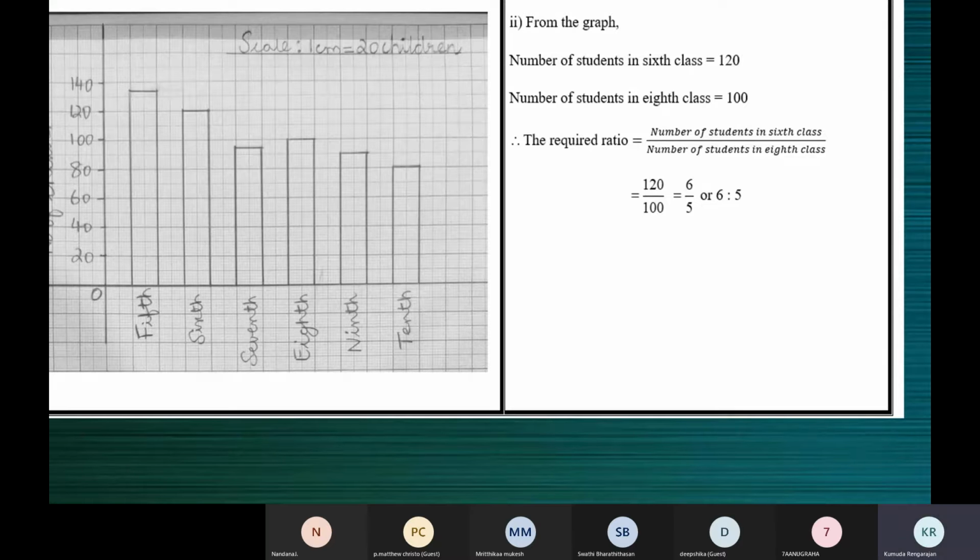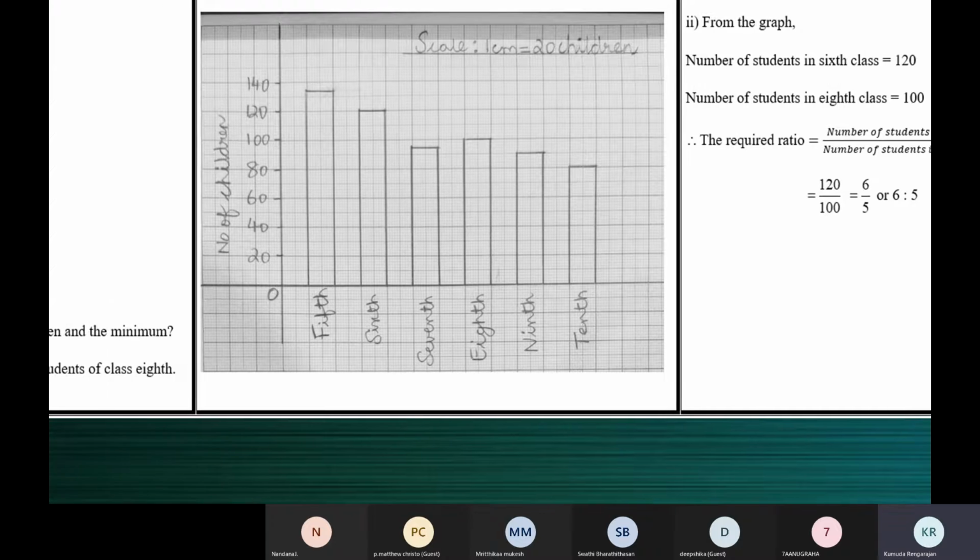If the question was the other way around, find the ratio of the number of students in 8th class to the number of students in 6th class, 8th class to 6th class, then it will be 100 by 120, 5:6. Yeah, the ratios are different. 5:6 is different from 6:5. So the order is important.